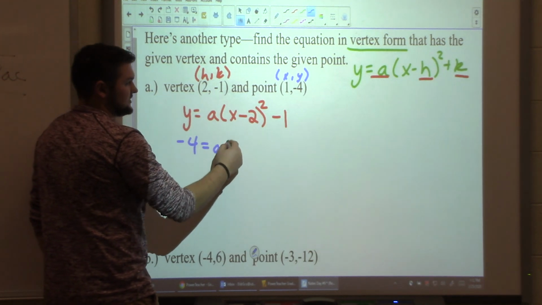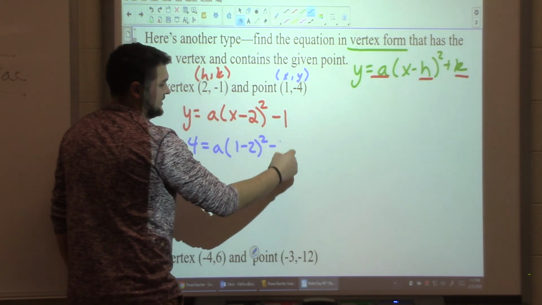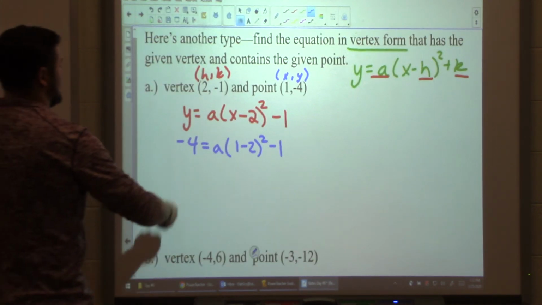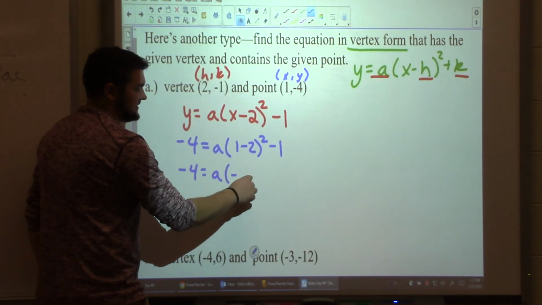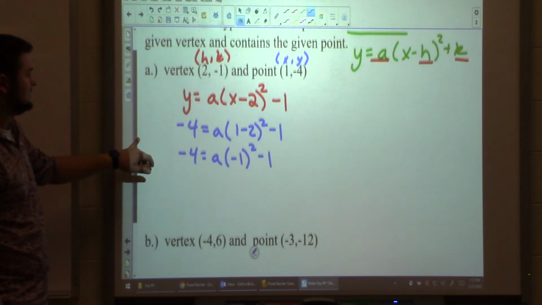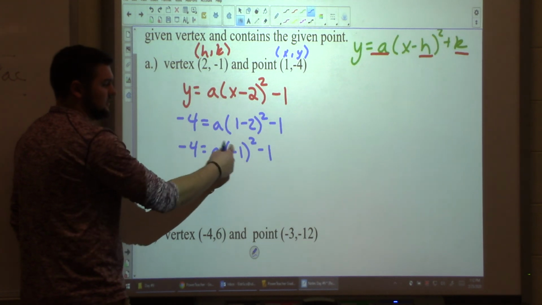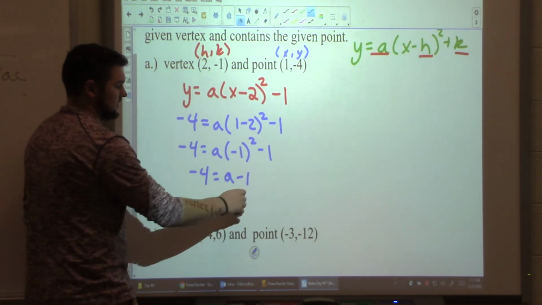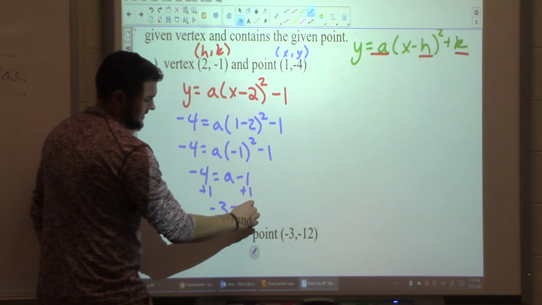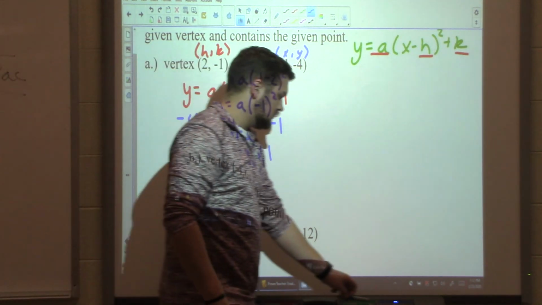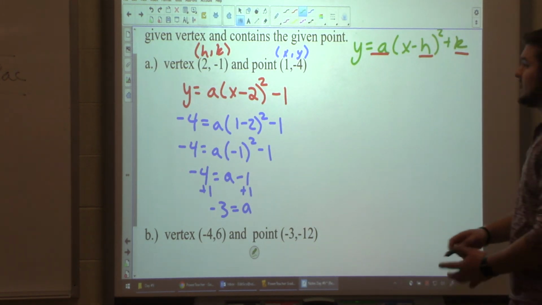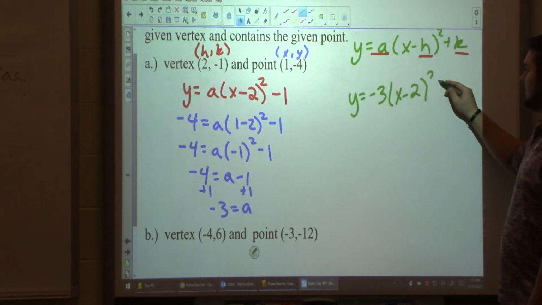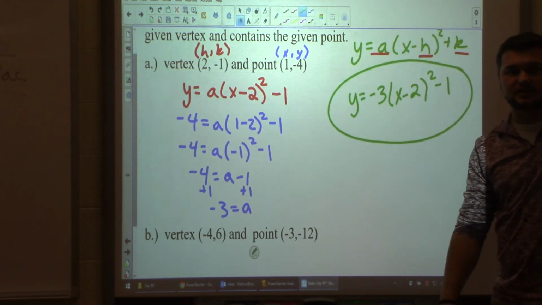Negative 4 equals a times 1 minus 2 squared minus 1. Now all I'm left with for a variable is a. So now I can solve for a and then plug it in. I get negative 4 equals a times negative 1 squared minus 1. Negative 1 squared is positive 1, times a is just a, so negative 4 equals a minus 1. I add 1 to both sides, I get negative 3 equals a. Now that I found my a value, I plug it back into the equation. Y equals negative 3 times x minus 2 squared minus 1. And it is officially in vertex form now.